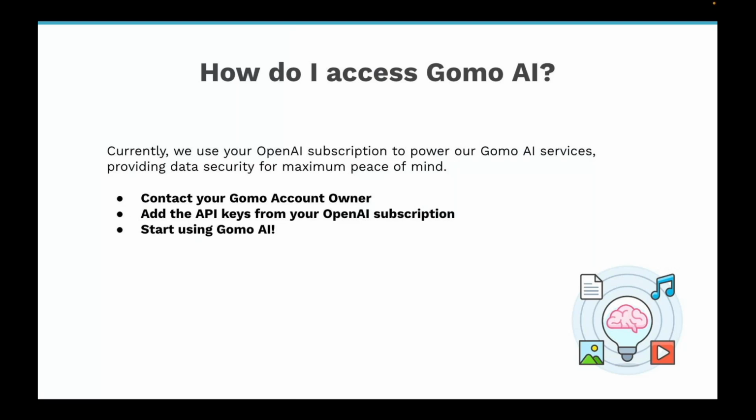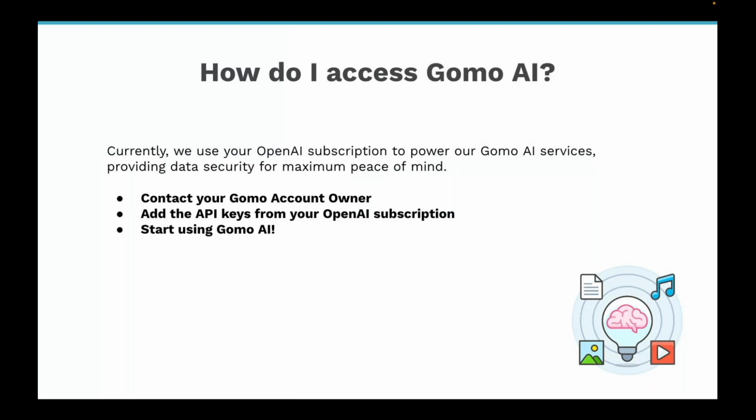But what's important if you're a customer and you already have an OpenAI account is that as long as your OpenAI account is a funded account, so not a trial, basically, as long as it's had credit added to it, you can take the API key, contact your Gomo account owner, they will see the integrations panel, and they'll be able to paste the OpenAI key into that, and that will unlock all of these AI-powered features for you.